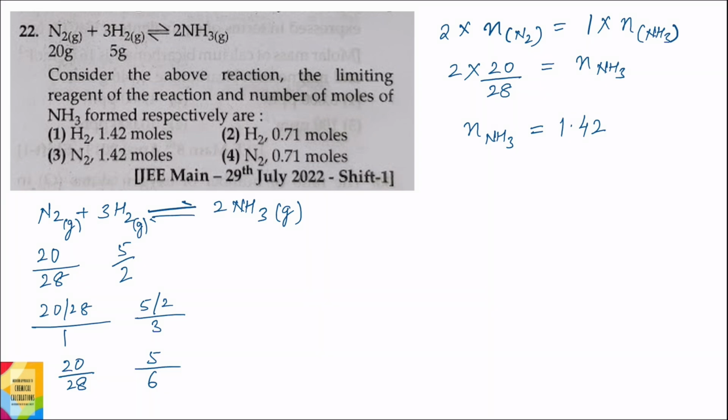N2 plus 3H2 forming 2NH3. Weight of nitrogen given है 20 gram, weight of hydrogen given है 5 gram. Consider the above reaction. The limiting reagent of the reaction and number of moles of ammonia formed respectively are. So the limiting reagent identify करना है and number of moles of ammonia formed find out करना है.